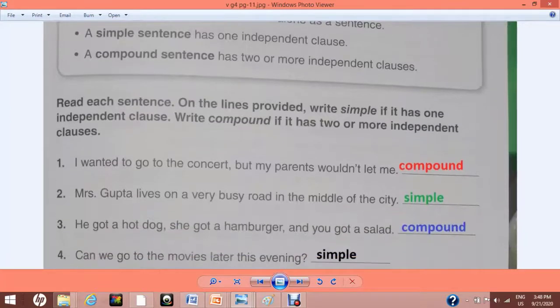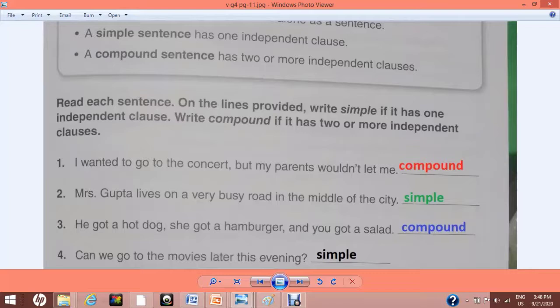Read each sentence on the lines provided. Write simple if it has one independent clause. Write compound if it has two or more independent clauses. Number 1. I wanted to go to the concert but my parents would not let me. Now it is a compound sentence because two independent clauses.